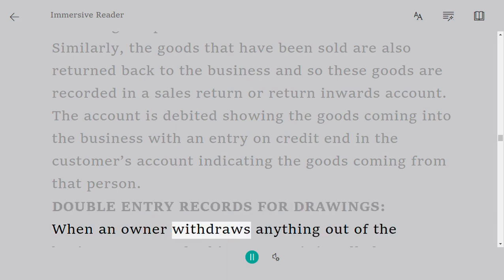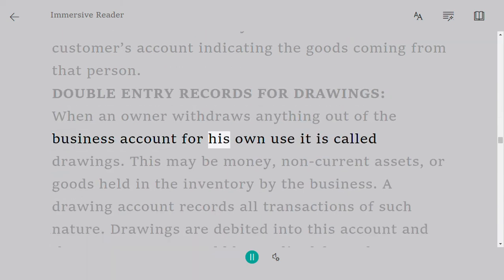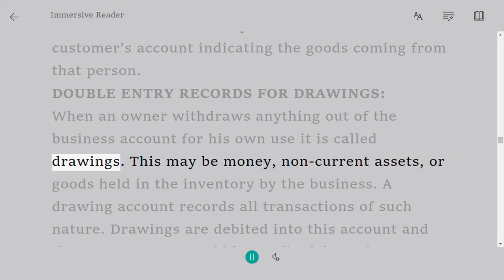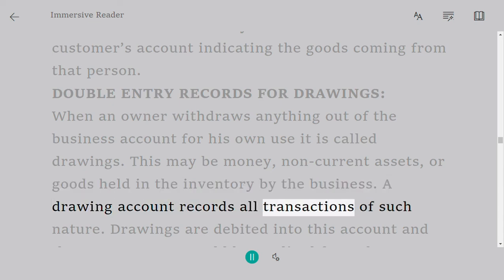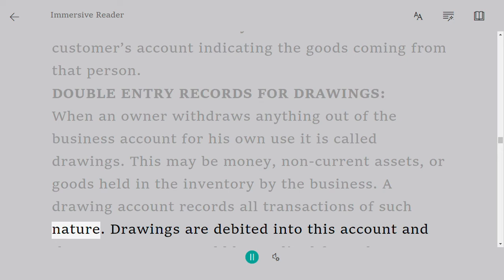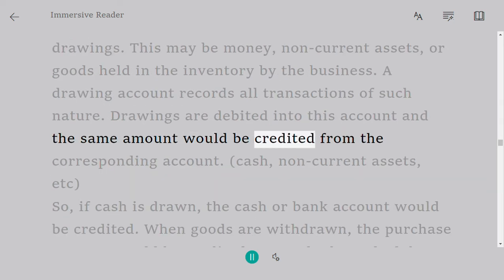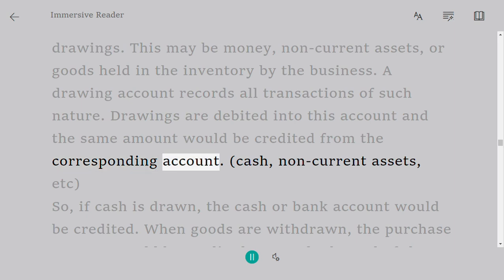When an owner withdraws anything out of the business account, it is termed drawings. This may be money, non-current assets, or goods held in the inventory by the business. A drawing account records all transactions of such nature. Drawings are debited into this account, and the same amount would be credited from the corresponding account.